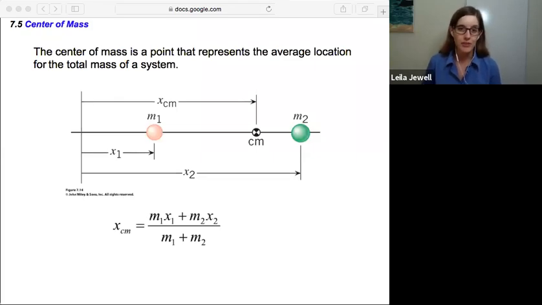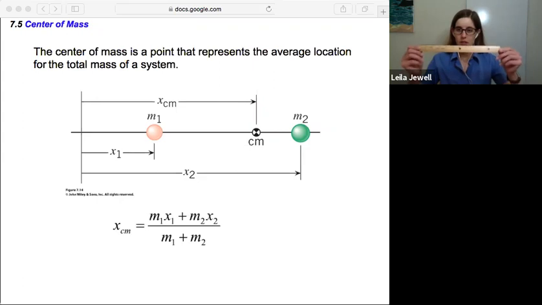Section 7.5, the center of mass. So the center of mass is a point that represents the average location for the total mass of a system. This is also known in many cases as the balance point of an object.